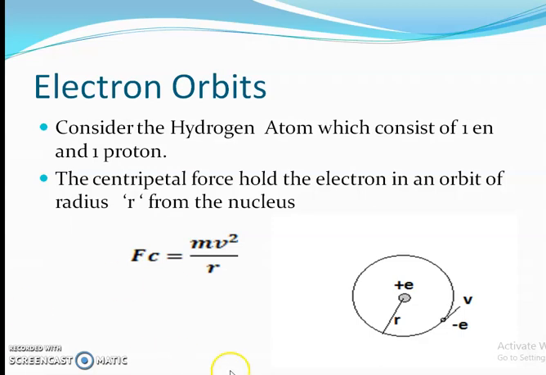Okay, here is a diagram. I marked a positive nucleus with positive e charge, and there is a negative electron revolving around the nucleus in an orbit of radius r with a velocity v. So now the centripetal force holding the electron in this orbit is given by the expression Fc = mv^2/r. Fc is used here to indicate centripetal force.